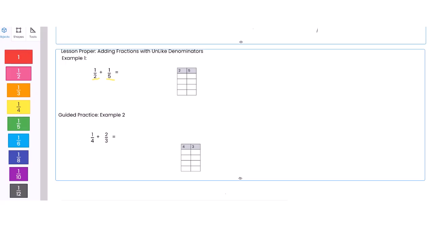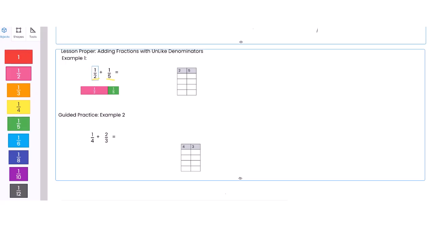First, let's use our strips. So everyone, get your 1/2 strip and your 1/5 strip and line them up together. Do they line up evenly? Correct. No. We need to break them into smaller equal parts so we can compare and add them. So how do we do that?